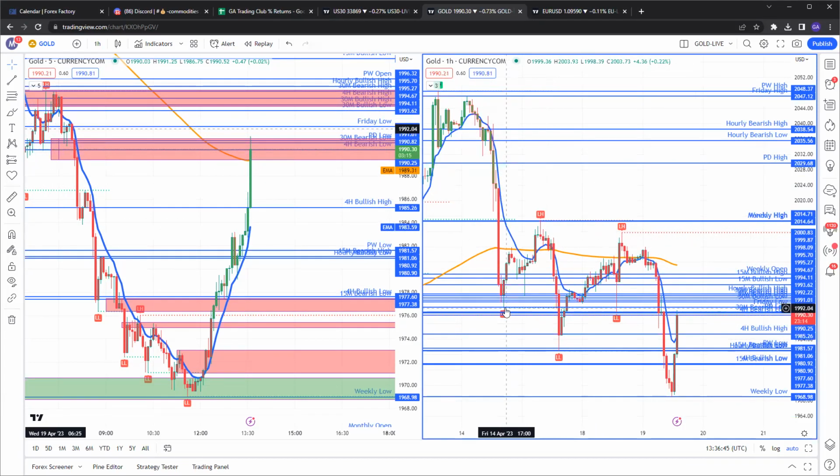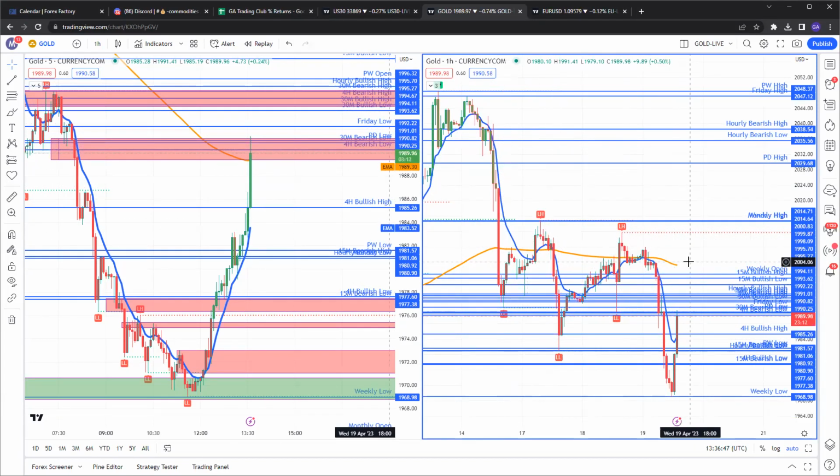But you can see gold is forming lower lows and lower highs, so this is a possible downtrend. But you can see the 9 EMA and 200 EMA are pretty much still close to each other.